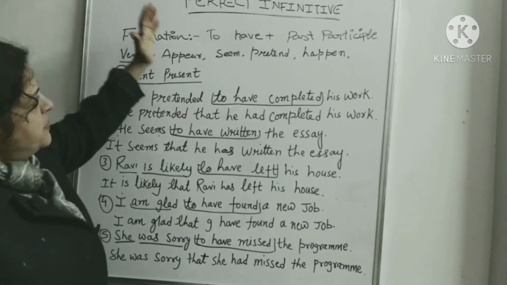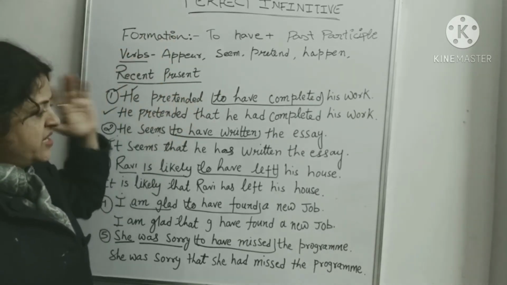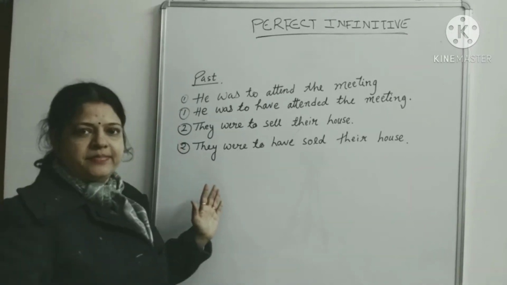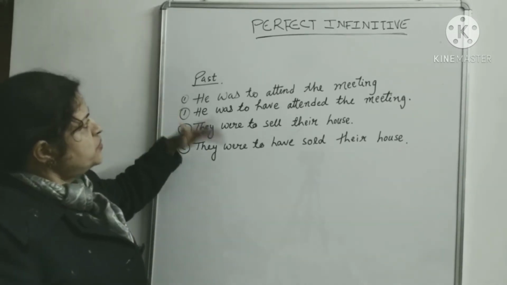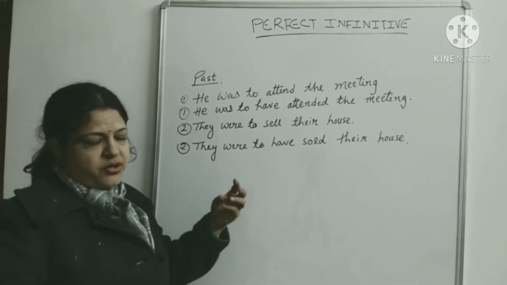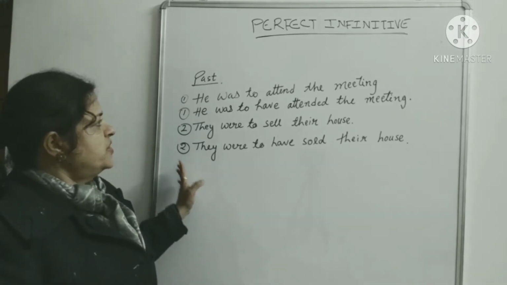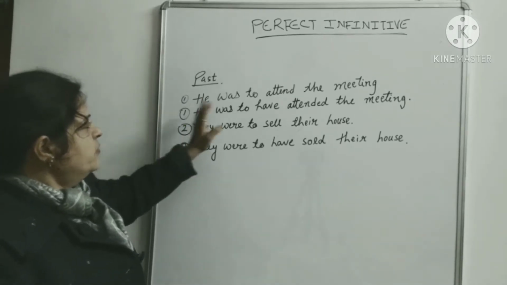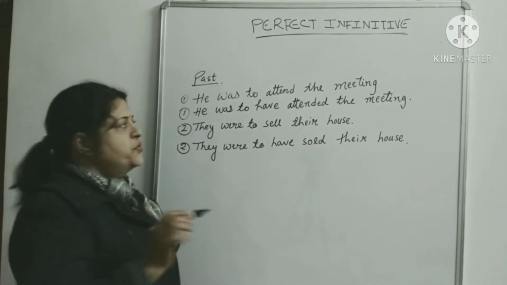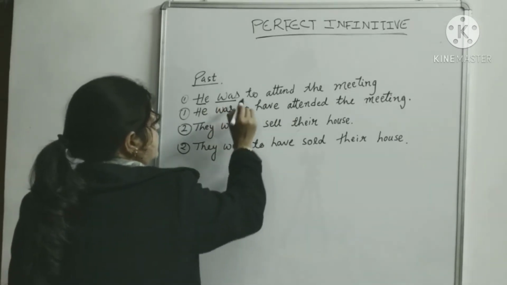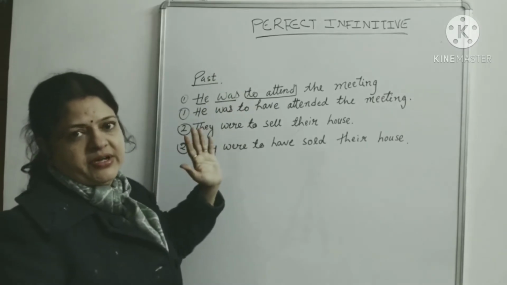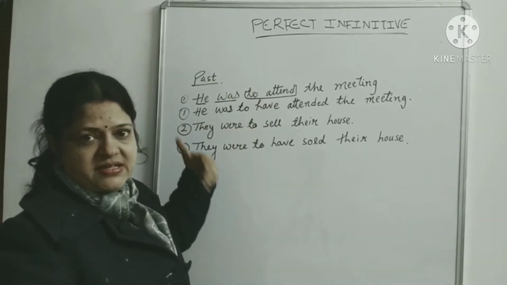Now, perfect infinitive can be used in the past also. So I'll show you how it works. Here, see, I've written 2 examples and I'll show you how perfect infinitive works in the past also. But that is just the recent past, not the remote past. Okay. So see, he was to attend the meeting. I've written the first sentence. So students, you can see that he is the subject and then comes the verb. To attend is an example of simple infinitive, as we have done earlier.